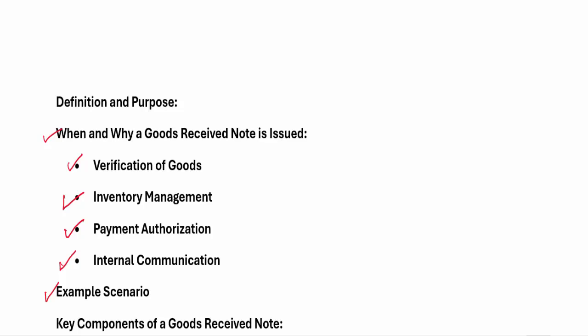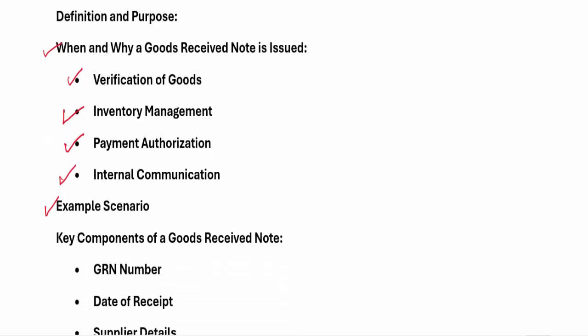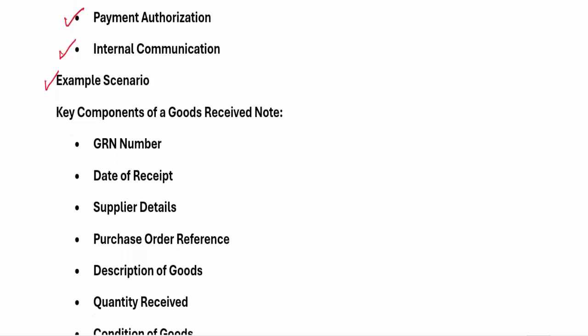The receiving team then fills out a GRN, documenting the date, quantity, and condition of the goods, which is then shared with the accounts department. When the supplier's invoice is sent over for payment, the accounts team can use the GRN to confirm that everything ordered has indeed been received.